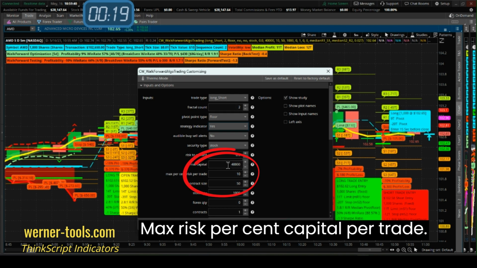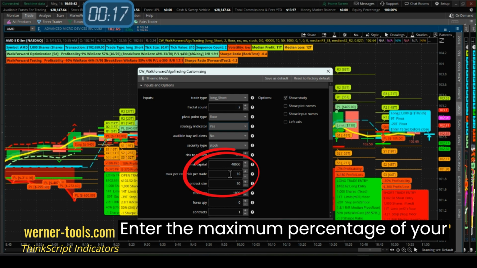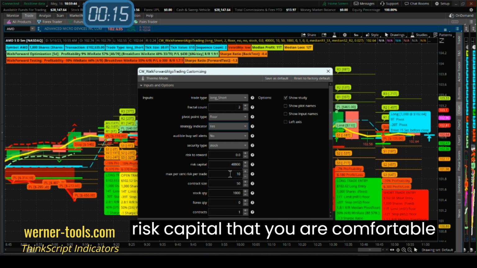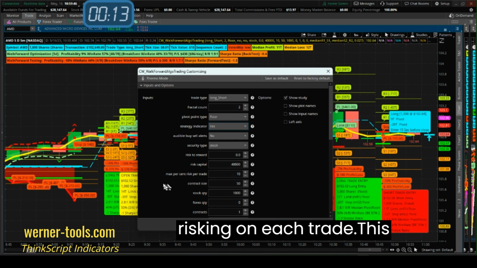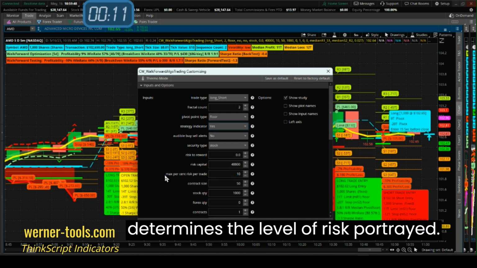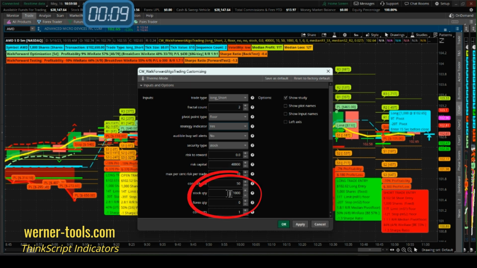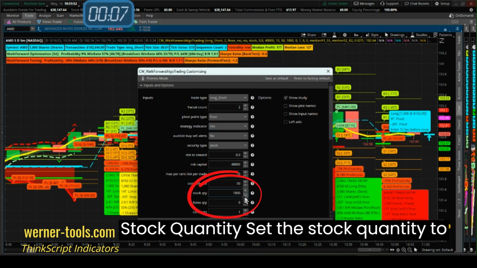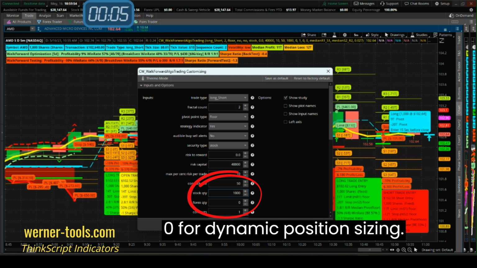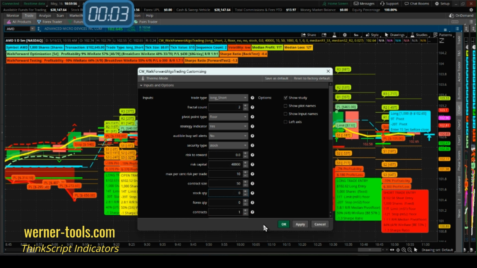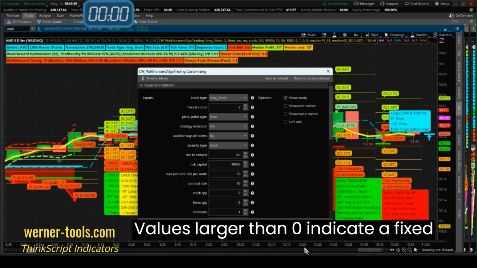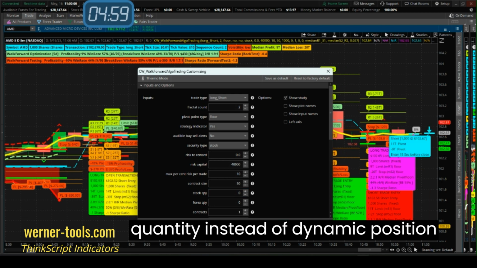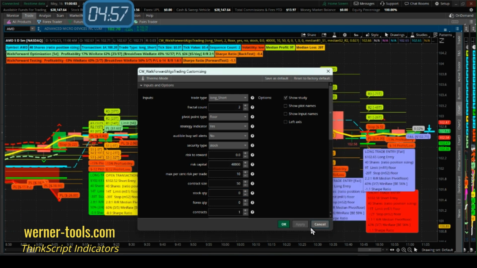Max Risk % Capital per trade. Enter the maximum percentage of your risk capital that you are comfortable risking on each trade. This determines the level of risk per trade. Stock Quantity. Set the stock quantity to 0 for dynamic position sizing. Values larger than 0 indicate a fixed quantity instead of dynamic position sizing.